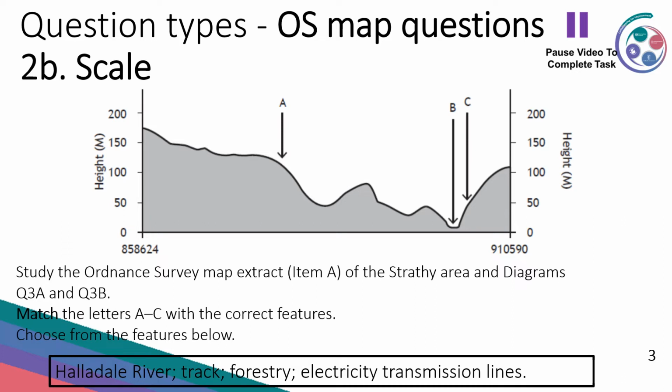This is the second type of scale question. This is where you might be asked to study an Ordnance Survey map and then match the letters with the correct features. Now, it's important you've got an idea of contour lines here and scale to some extent to get this question correctly answered. So you can see here, we've got three options again, A, B and C, but there are 4 features we could have picked: a river, a track, forestry and pylons. So you're asked to match up letters A, B and C with those correct features.